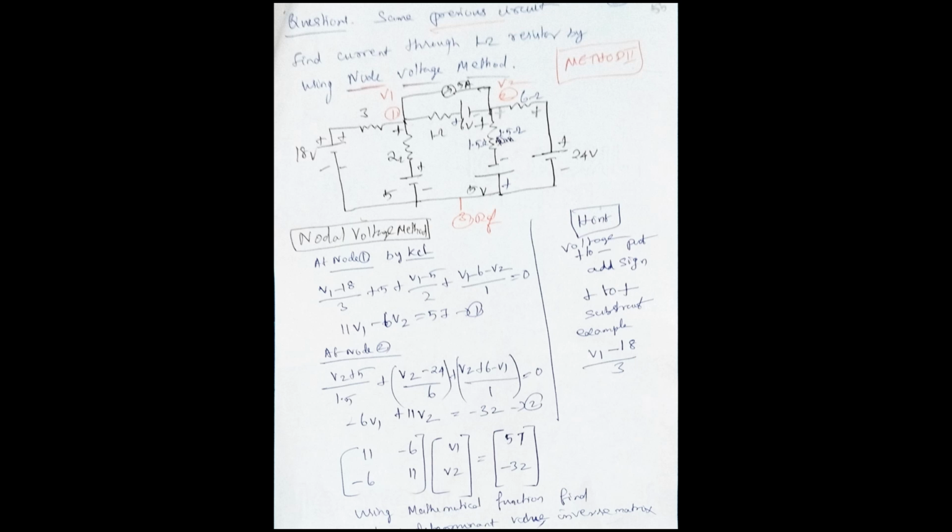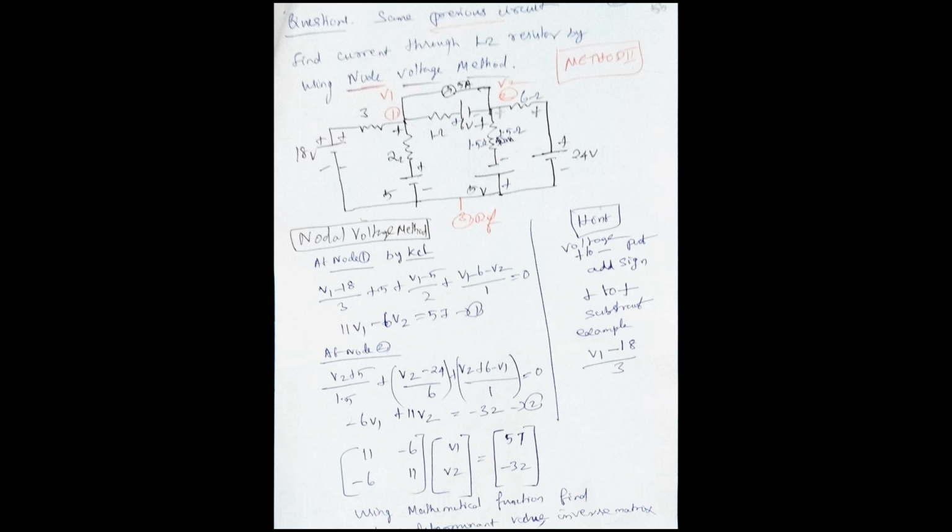Apply Kirchhoff's current law. Node 2 depends on nodal voltages V1 and V2. So lastly we put (V1 minus 6 minus V2) divided by 1. We find the equations at node 2.